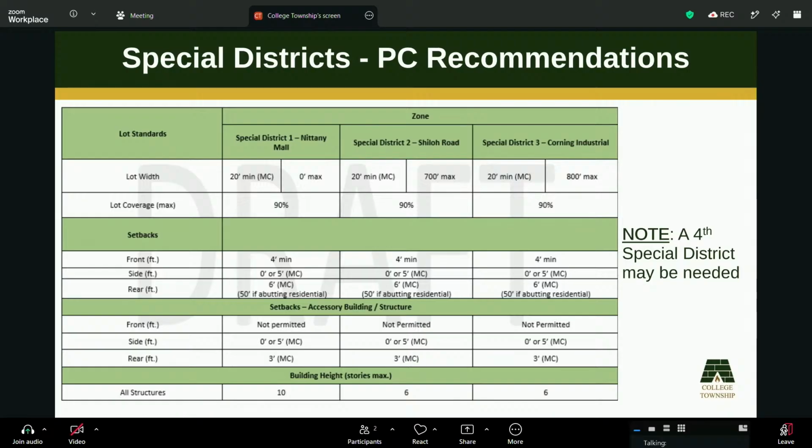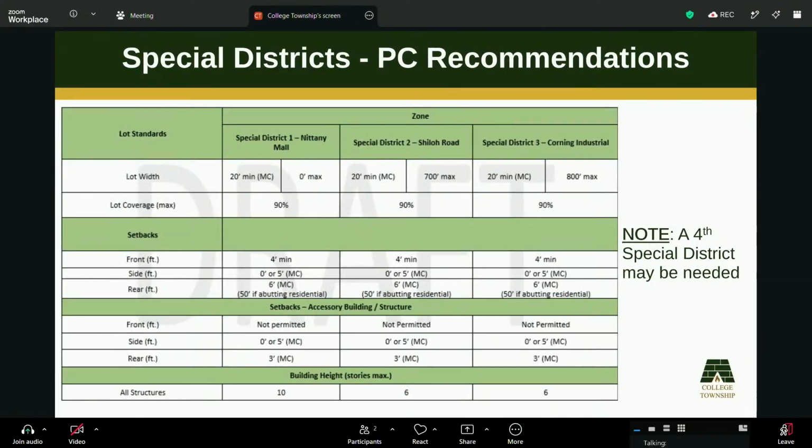For the mall property special district, it should just be no max. I was going to say lot width would be none. Oh, okay. That's what was implied there. Yeah, no max, because you're constrained by the parcel boundaries. No maximum, yeah. Okay, all right, that helps. No questions.